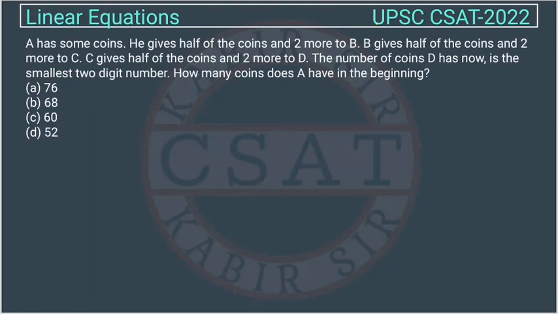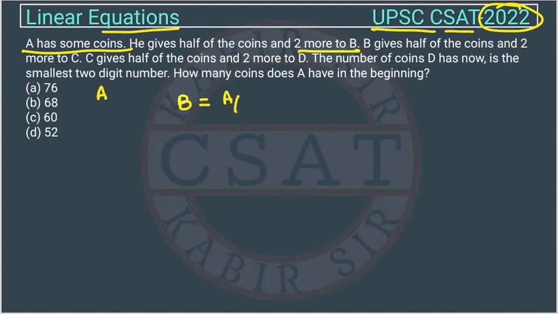This is a question of linear equation asked by UPSC in their CSAT paper of 2022. A has some coins. He gives half of the coins and 2 more to B. So let's make the equation, right? Suppose A has how many coins? A number of coins, right? So now how many coins is B having? B is having half of the coins of A plus 2 more. Like he gives half of the coins and 2 more to B.